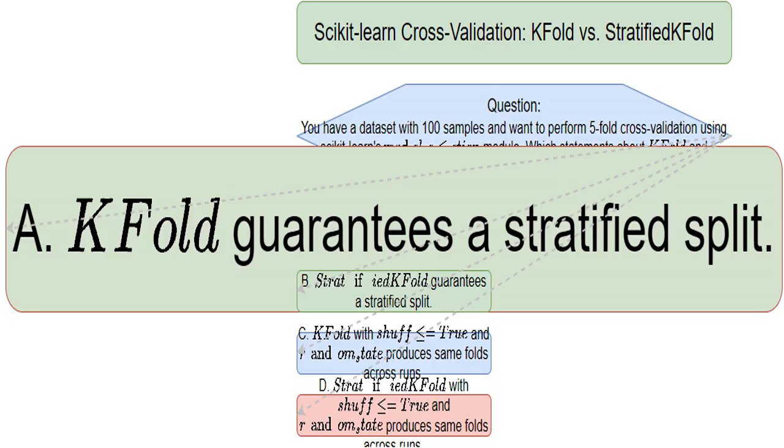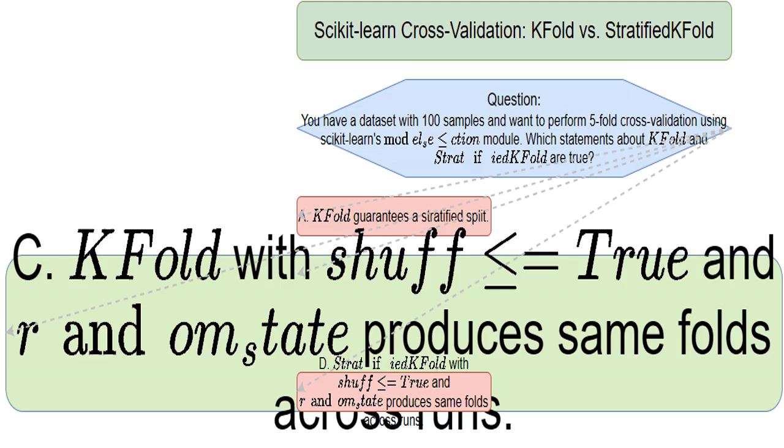Okay, let's look at statement A. It says KFOLD guarantees a stratified split. Now, KFOLD is a simple way to divide your data into groups for cross-validation. It doesn't pay special attention to how the data is distributed among different categories. So, A is false.